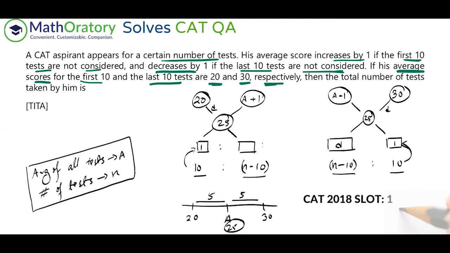So that will give us the answer, because now you will find that 10 is to n minus 10 is in this ratio, 1 is to 5. So if 1 corresponds to 10, then this should correspond to 50, right? And if this is 50, then n is equal to 60. So that is the requirement. Find the total number of tests taken by him. That is the question. And that is 60.